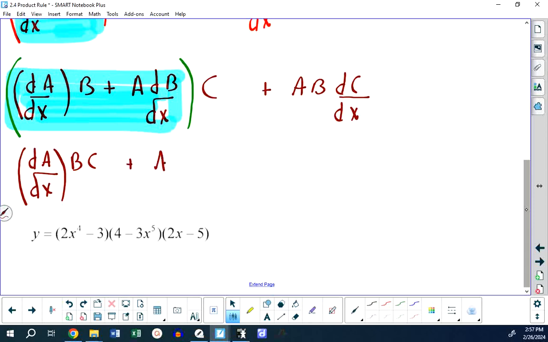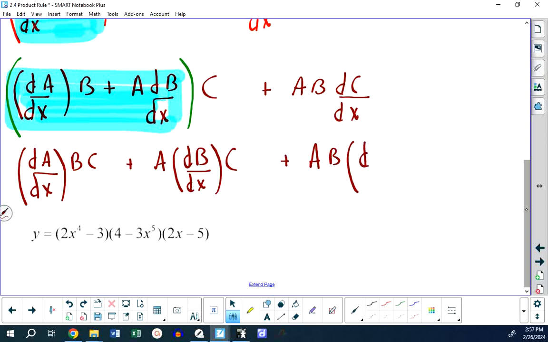Plus A dB dx c plus A B dc dx. You can prove this using the binomial theorem, it turns out. Of those 3 factors, you have to choose each one once to differentiate while you leave the others alone. So it's the derivative of the first times the other 2, plus the derivative of the second times the other 2, plus the derivative of the third times the other 2.